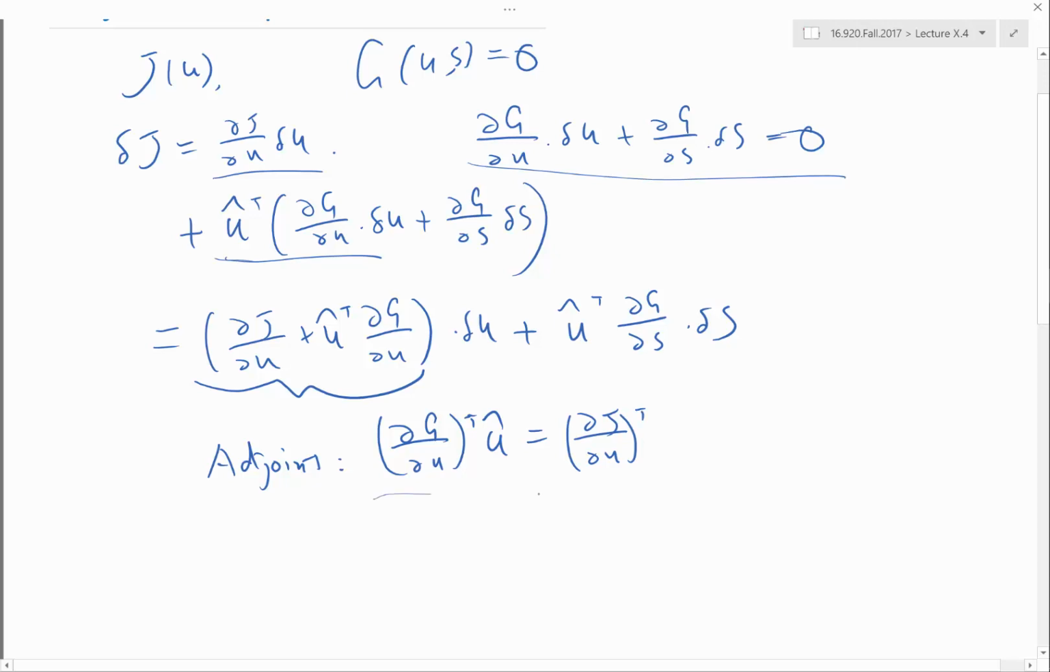You would solve this adjoint equation, which is now a linear matrix equation, right? And then you substitute the adjoint solution for computing the gradient dJ/dS, which is U hat transpose times dG/dS.